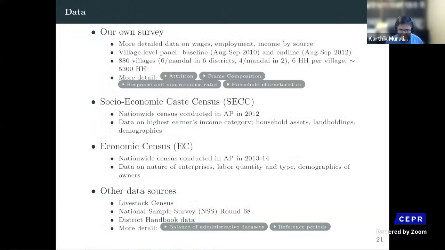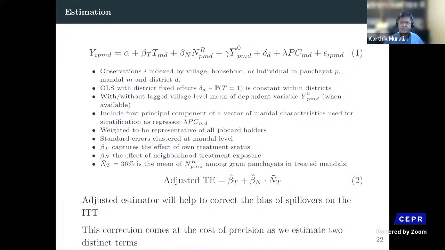Okay. So let's get to the results. So the data, we've got the SCCC, we've got our own survey, we've got censuses. So I'm going to skip this. Let me spend some time here on the estimating equation. Okay, so basically these outcomes are indexed at the level of village, household, panchayat, and mandal. But the key thing we care about is TMD, the treatment status of your own sub-district. Okay, so beta T would be your typical ITT estimate. But then the N here is the fraction of your neighbors who are exposed to the treatment, and beta N is estimating the neighborhood effect, okay? And then the rest are just controls.